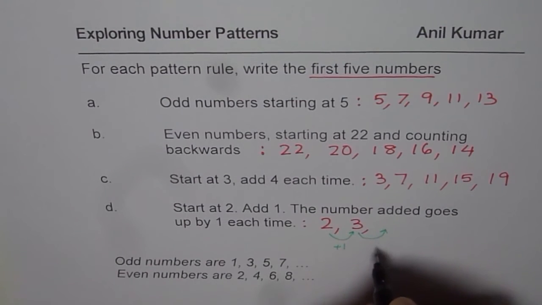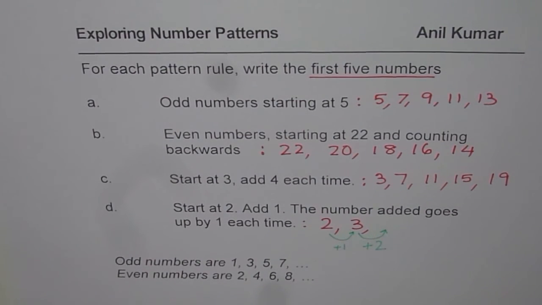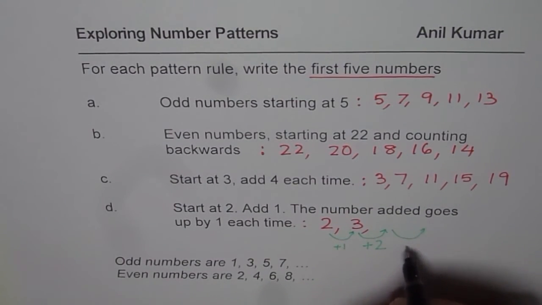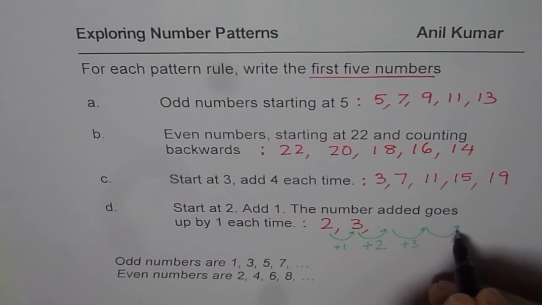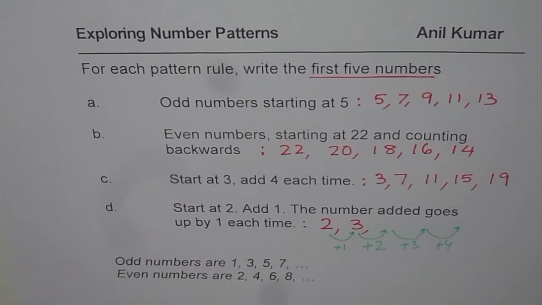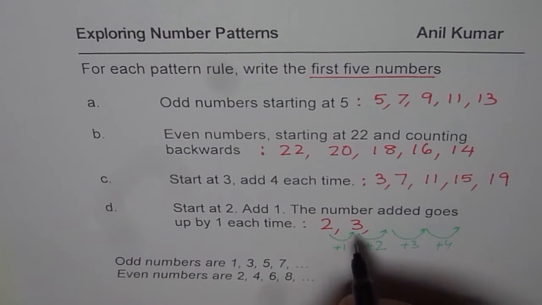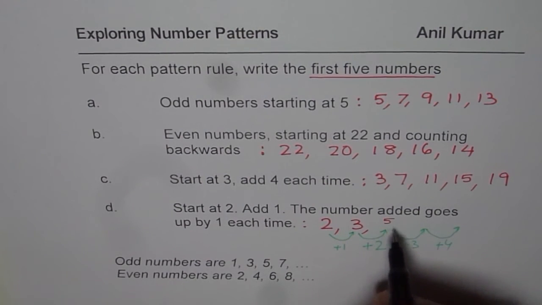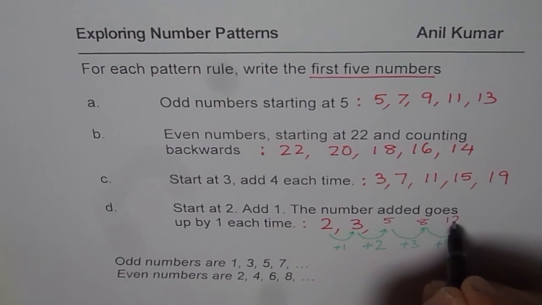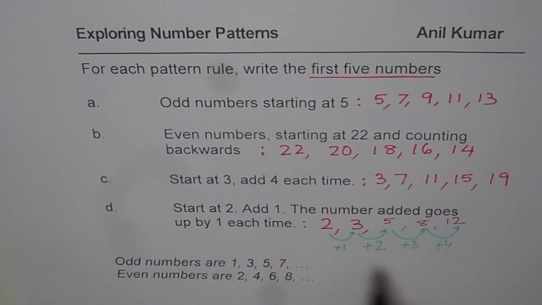Now what are we going to do? We'll add 2, right? So add 2 and then we'll add 3 and then we'll add 4, like that. Okay, that should not be difficult. So 2 plus 1 is 3, 3 plus 2 is 5, 5 plus 3 is 8, 8 plus 4 is 12, and that is how we get 5 numbers for the pattern rule. Start at 2, add 1. The number added goes up by 1 each time, right?